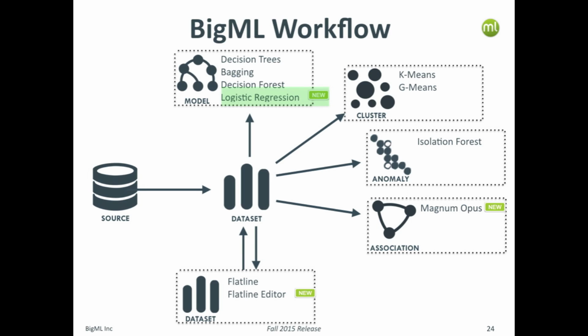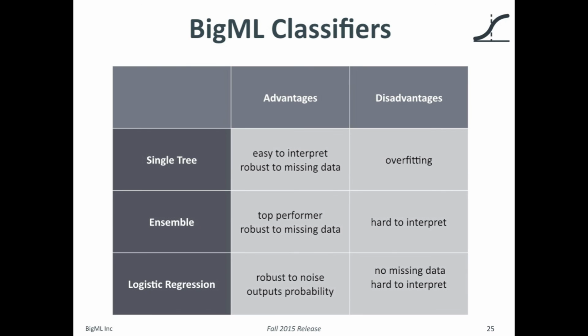How do you know which one to use? Single trees: really easy to interpret, robust to missing data. They tend to overfit. The ensembles are top performers; they're almost always going to do better than everything else, and again are still robust to missing data. A little harder to interpret, although easier now with PDPs. And then for logistic regression, they tend to be a little bit more robust to noise. Another side benefit is that they output what can be interpreted as a probability. There are some problems where you don't want just a prediction, you actually want a probability. So logistic regression is nice for that.